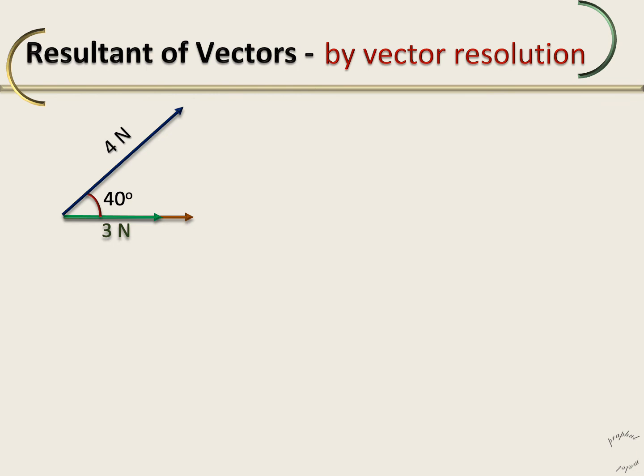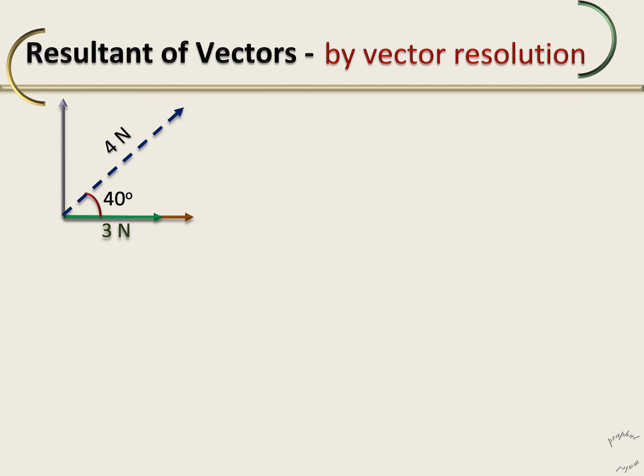Where will be the other component? Our rule says the other component should be perpendicular to this one and should be on the other side of 4 Newton. So let's see how the other component will come. This is the other component of 4 Newton. Now the 4 Newton is gone. Then we have two components. Now we are going to name them.